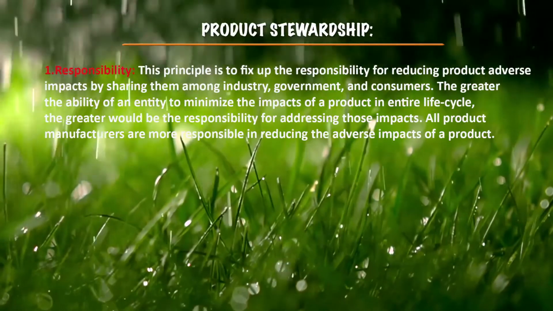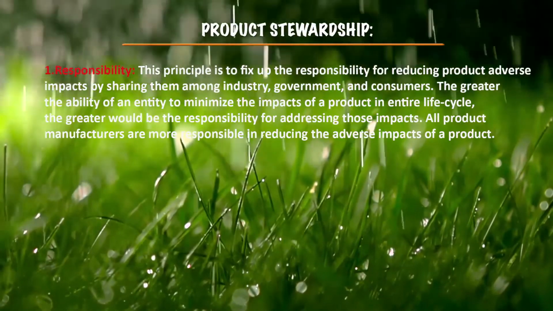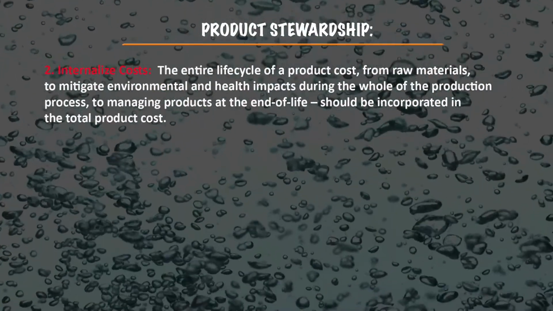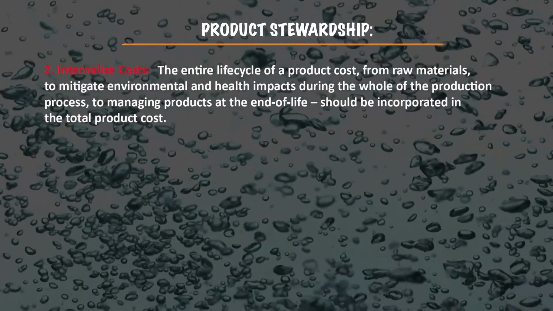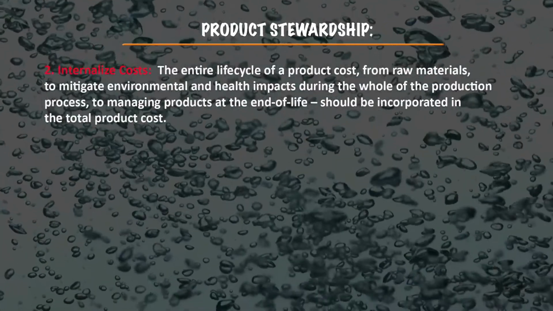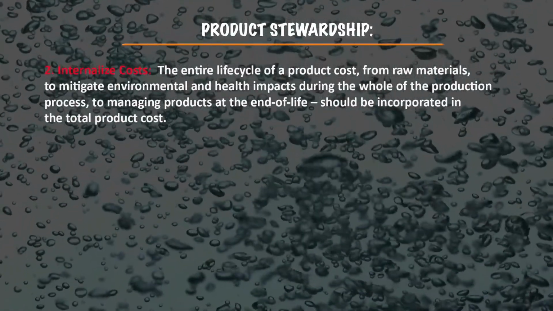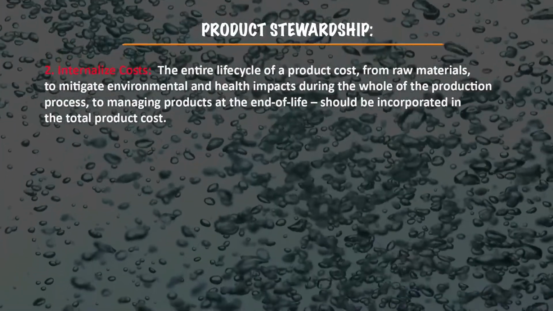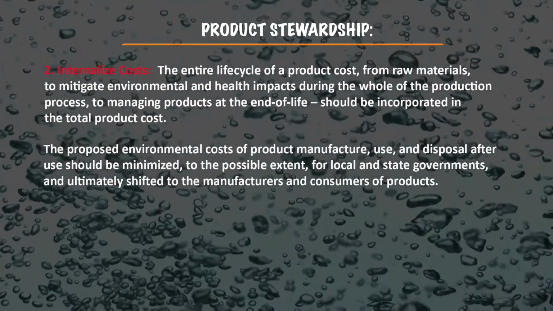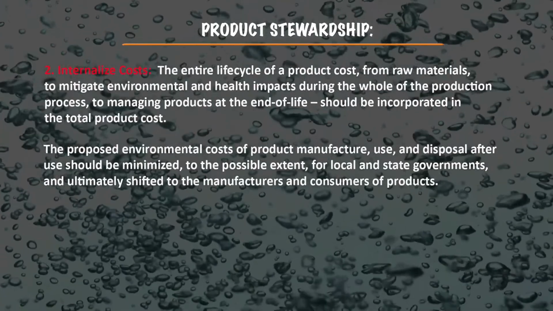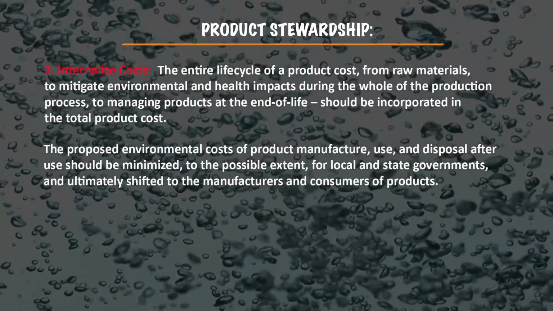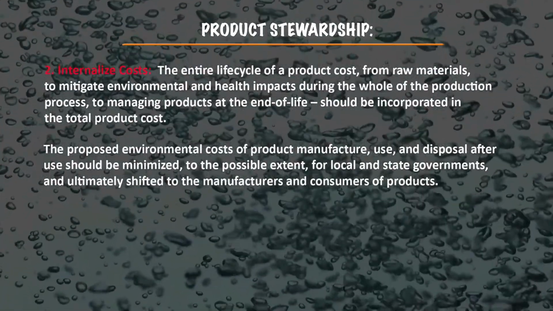All product manufacturers are more responsible for reducing the adverse impacts of a particular product and also for internalizing the cost. That means the entire life cycle cost of a product, from raw material procurement, to mitigating environmental and health impacts during the entire production process, to managing products at the end of life, should be incorporated in the total product cost. The environmental cost of the product's manufacture, use and disposal after use should be minimized to the possible extent for local and state governments and ultimately shifted to the manufacturers and consumers of the products.